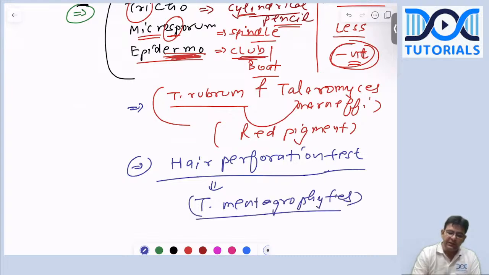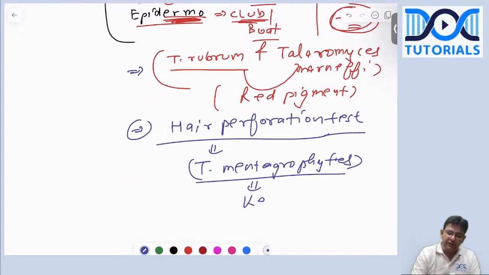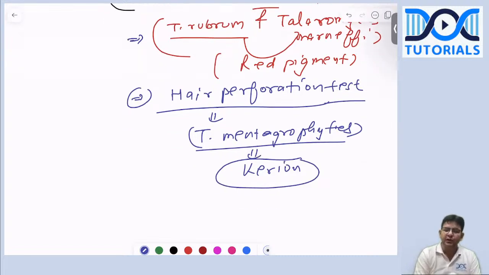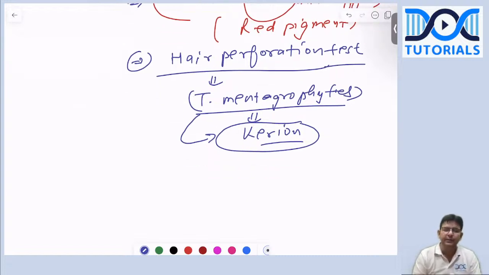Mentagrophytes, which is a causal agent of which disease? Kerion. The new name of Penicillium marneffei is Talaromyces marneffei, which has a brush border conidial arrangement. Brush border conidial arrangement is there in this. So mentagrophytes also causes what? Kerion, a painful boggy swelling over the scalp. That is caused by mentagrophytes.